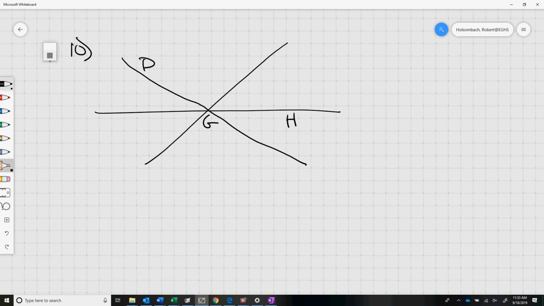Some of you are getting good at this, some of you aren't. If you're not, you need something adjacent to DGH. So take this whole angle and highlight it, color it in if you want. You need an angle that's next to this one, adjacent. They're next to each other. They share a vertex and they share a side.